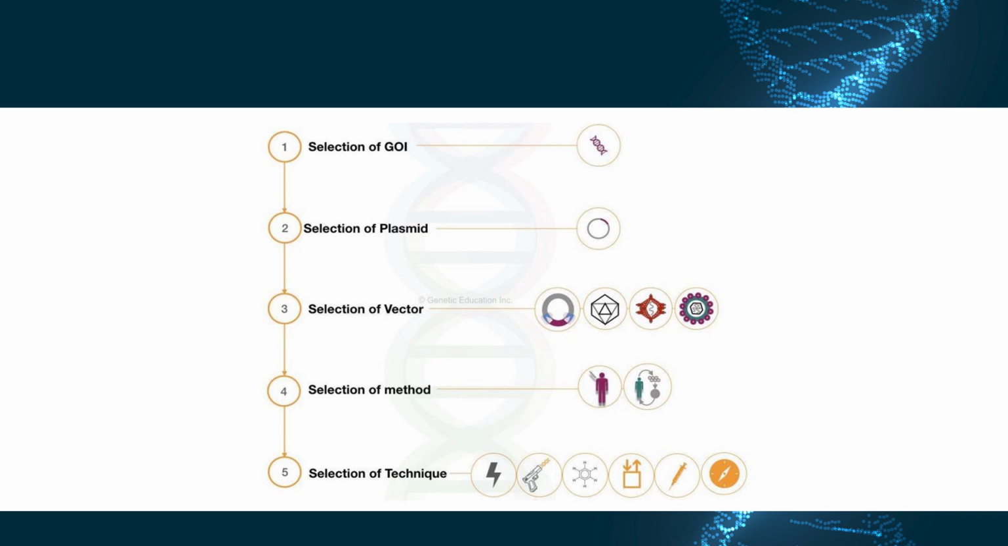Then the next step is selection of method. Just now I told you there are physical, chemical or biological methods. Depending on the host cell, the conditions, and the size of the construct, the method will be decided. And the last step is how the transformants will be selected. We will discuss each of these steps in detail in the subsequent slides.